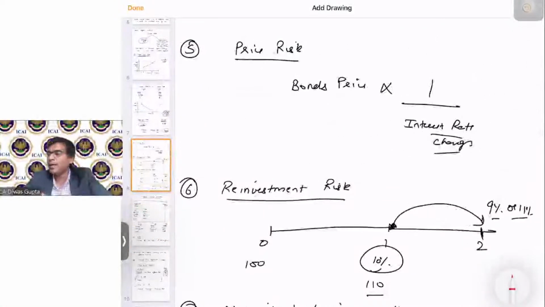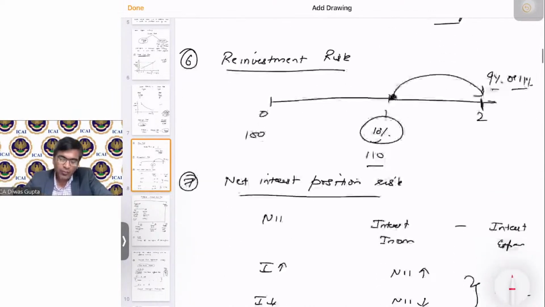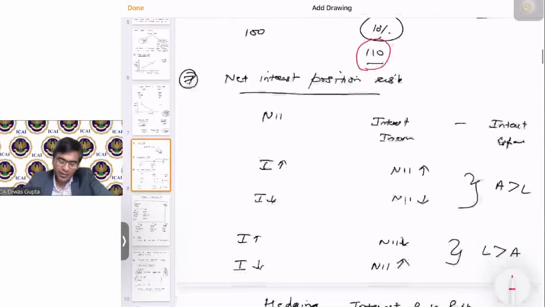Then we studied about price risk. Price risk is where the bond prices have an inverse relationship with the interest rate changes. And if they have an inverse relationship, then the prices of the bonds will also influence the yields that are getting generated in the form of interest rates. And vice versa is also true. Reinvestment risk: once we are planning to reinvest our amount after 1 year, what rate we would get is again a type of interest rate risk.